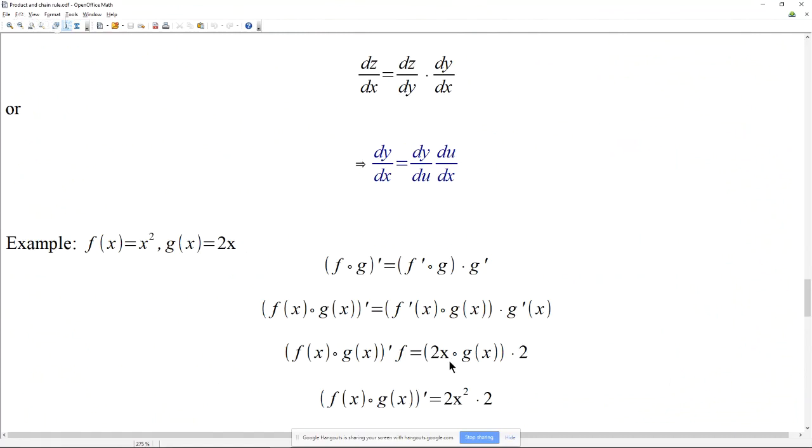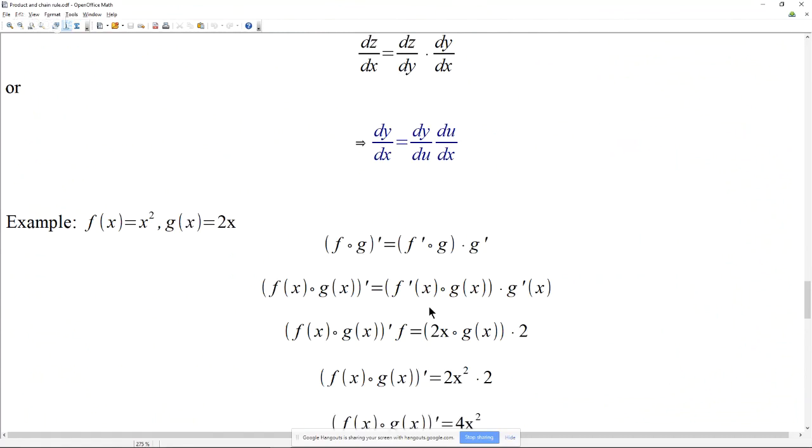But on this side, what we did was take the derivative of f. What's the derivative of x squared, which we already know? 2x. We've already got that memorized. Composite g of x. And here, what's the derivative of 2x? Just 2. Right, exactly.